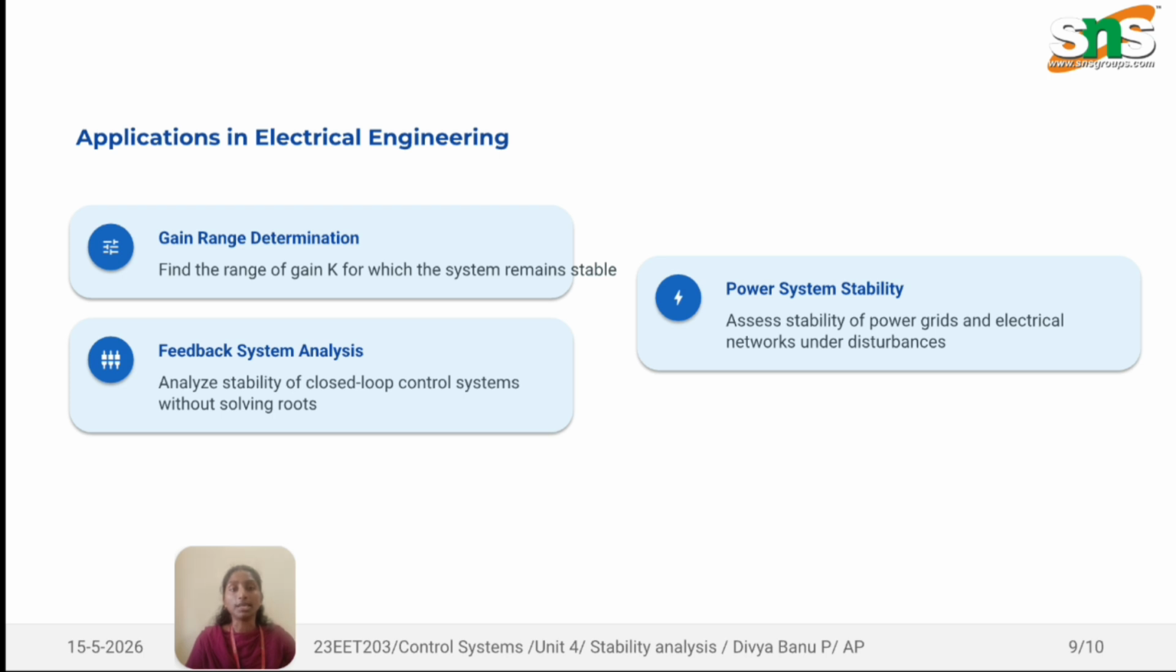Coming to the applications in electrical engineering: gain range determination, like finding the range of gain K. If the characteristic equation contains an unknown variable K, we can find the range of K, not the exact value, but the range over which it varies from this to this. This is done with the assumption that the system is stable. Then feedback system analysis of closed loop control systems without solving the roots. And power system stability, to assess the stability of power grids and electrical networks under disturbances.